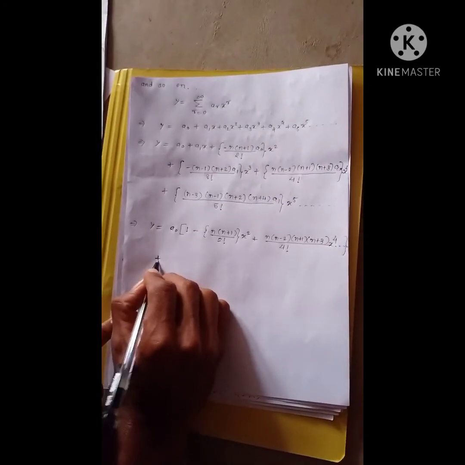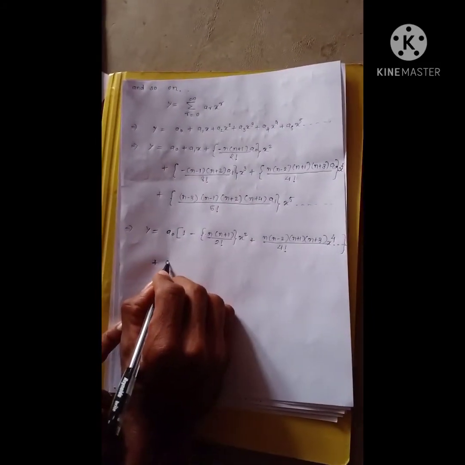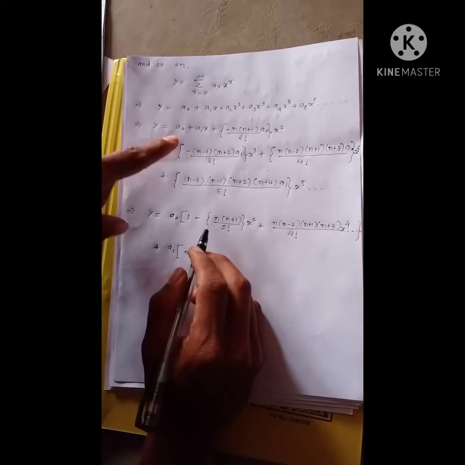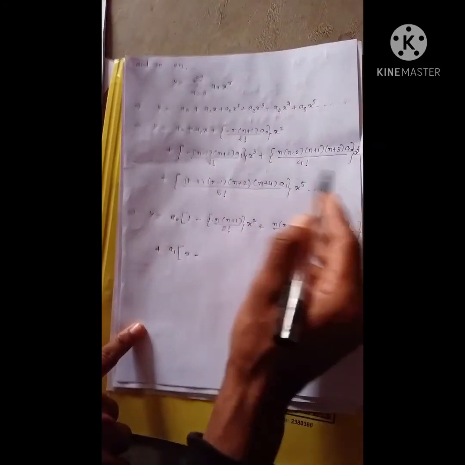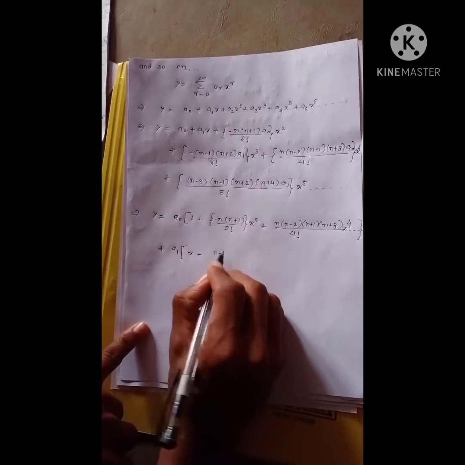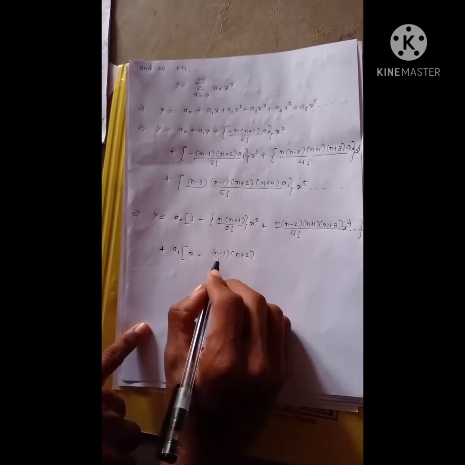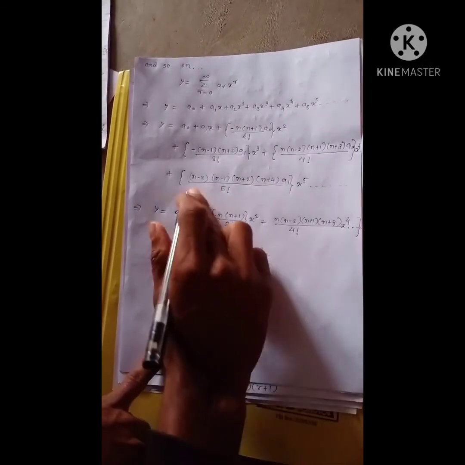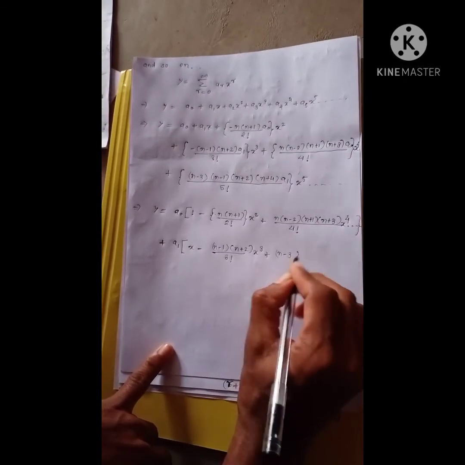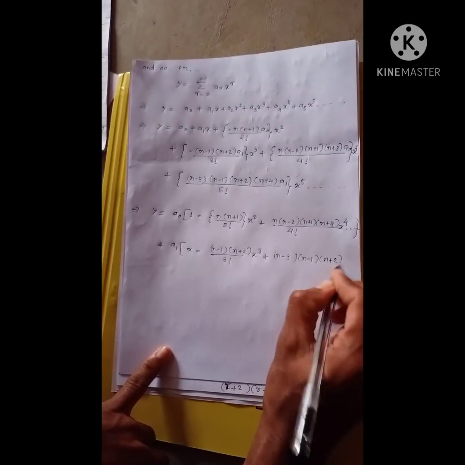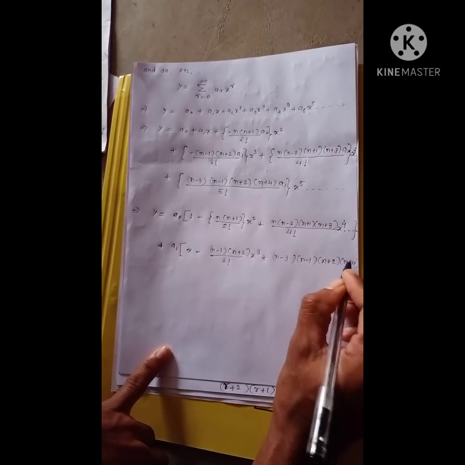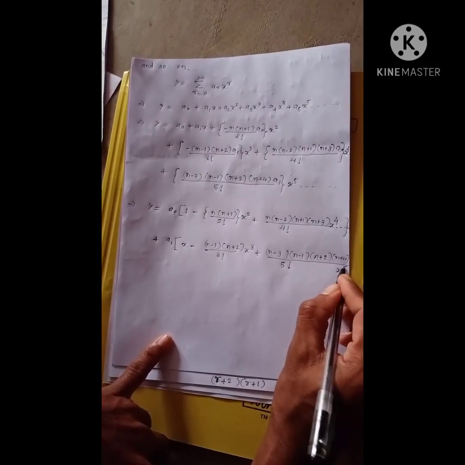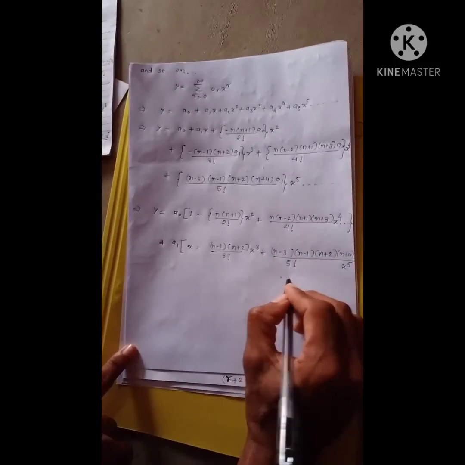and plus a1. So a1 into x minus (n minus 1) (n plus 2) upon 3 factorial into x to the power 3 and plus this term (n minus 3) (n minus 1) and (n plus 2) and (n plus 4) upon 5 factorial into x to the power 5 and so on.